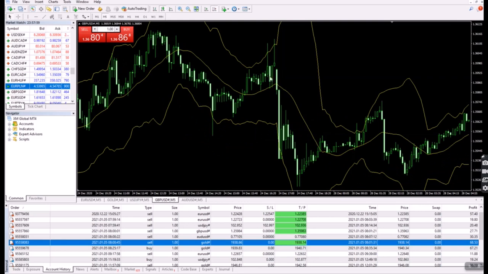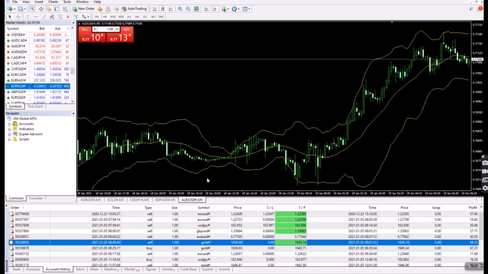Here, crosses, touches, no touch. Cross again, touch again, don't touch. Okay, you can only touch here. Right? We have this one here. First candle that crosses, second candle touches, no trade.